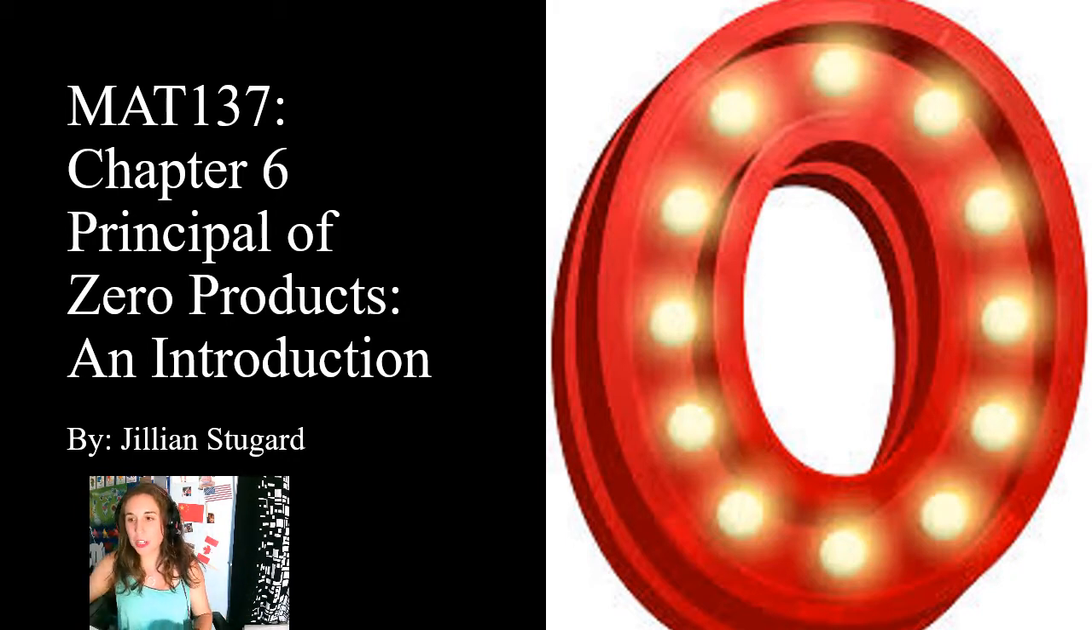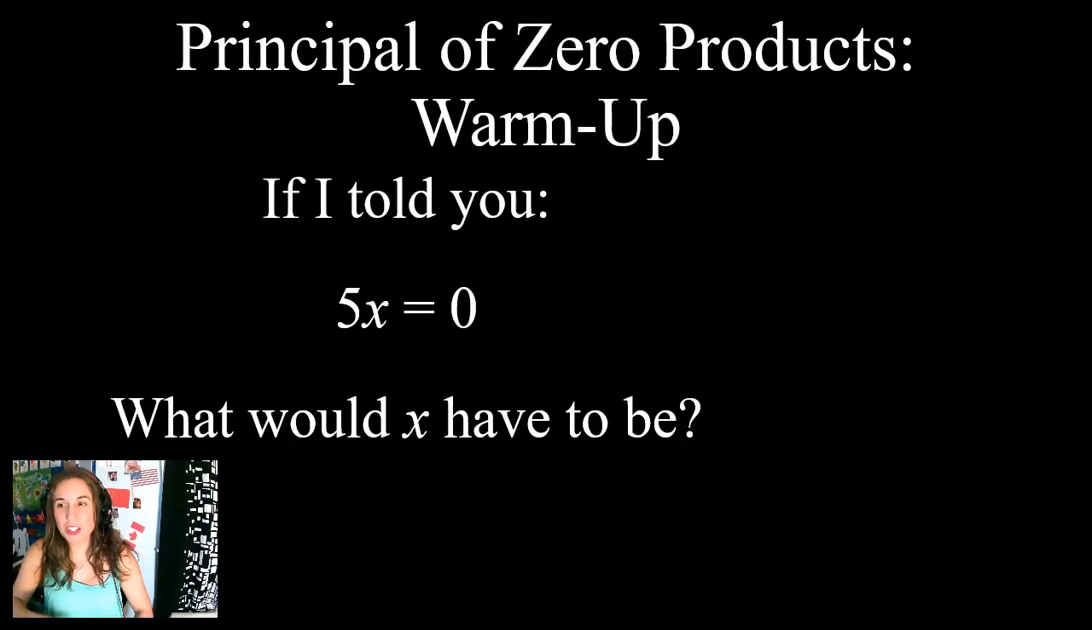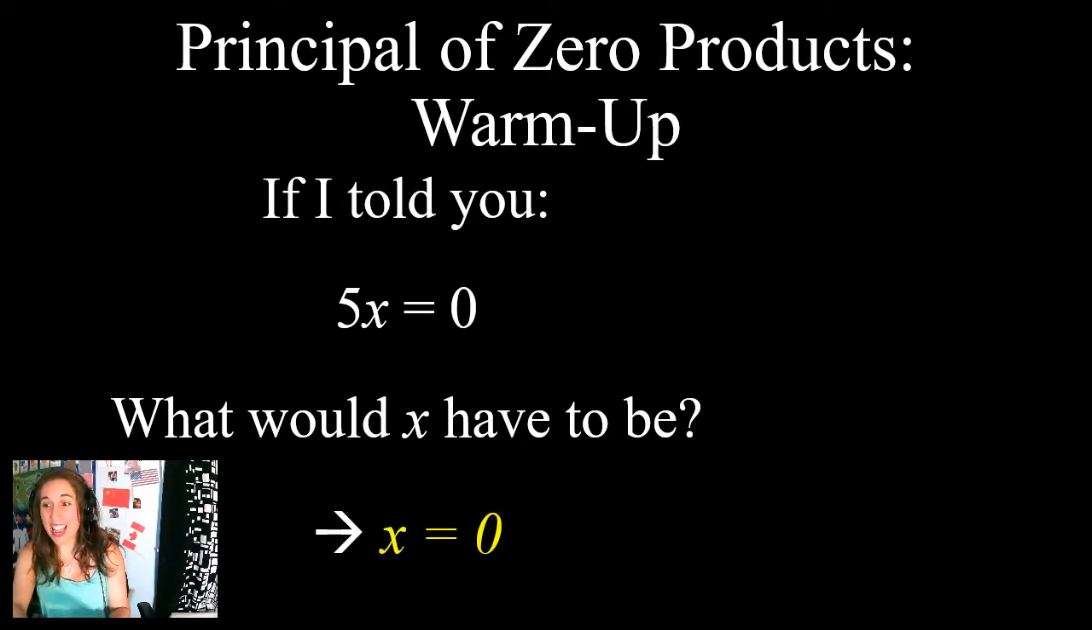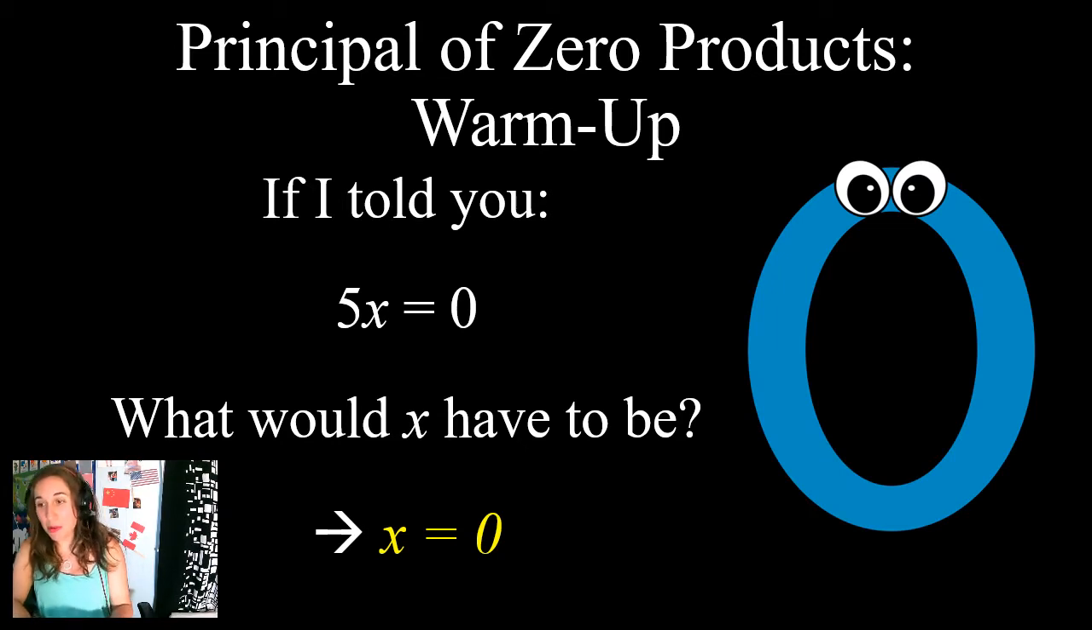So let's quickly talk about what the principle of zero products is, because we're going to be using it when we're solving polynomial equations. Okay, so let's jump in. Let's start with a quick warm-up. If I told you that 5 times x equals 0, what would x have to be? Yes, x has to be 0, right? If I'm multiplying 5 by a number and getting 0, then that number has to be 0. You know this.